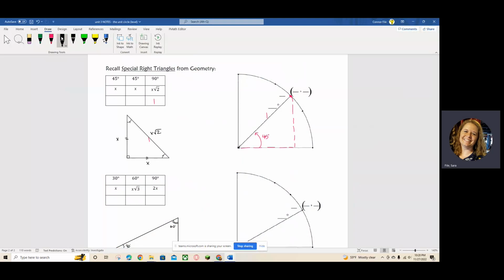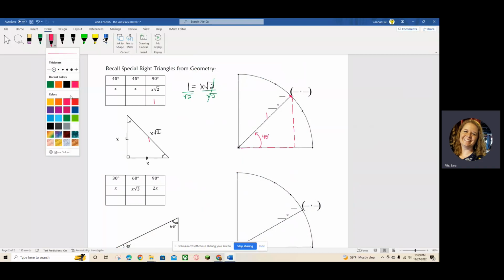So what I do is I take the side that I know and I set it equal to the formula for that one. So 1 is x root 2. And I need to solve for x, so I know what these lengths are. So this is x times square root of 2. So to get rid of that, I will divide out the square root of 2 to get x alone. So I've got 1 over root 2 is x.